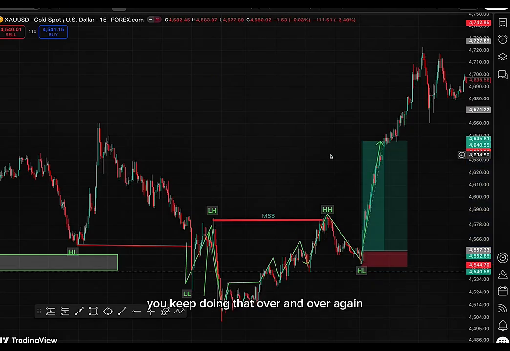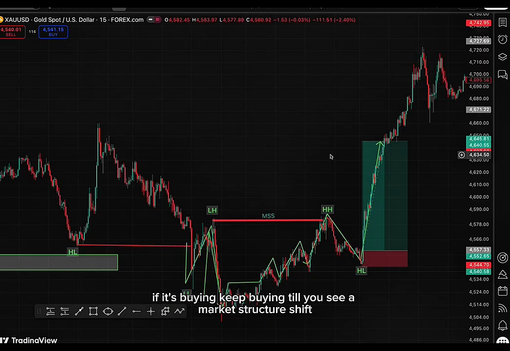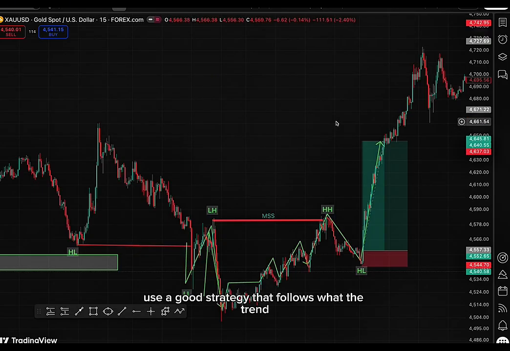You keep doing that over and over again till you see what? Market structure shift. If it's buying, keep buying till you see a market structure shift. If it's selling, keep selling till you see what? Market structure shift. Use a good strategy that follows what? The trend.